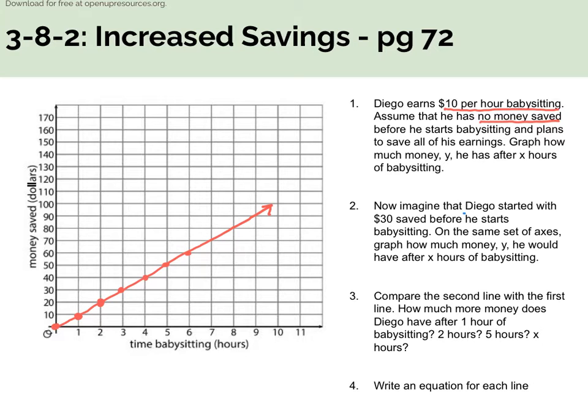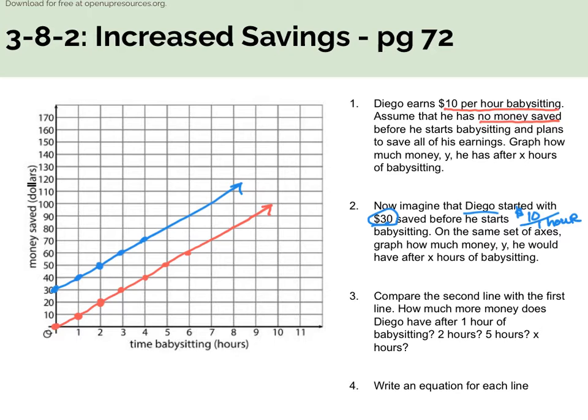So Diego starts with $30 and is making $10 for 1 hour. Okay, let's go ahead and graph that. We start with 30, and then after 1 hour, he's going to make $10 more, so he'll have $40, then 50, 60, and keep on going further with that also. So now let's go ahead and compare the second line with the first line.